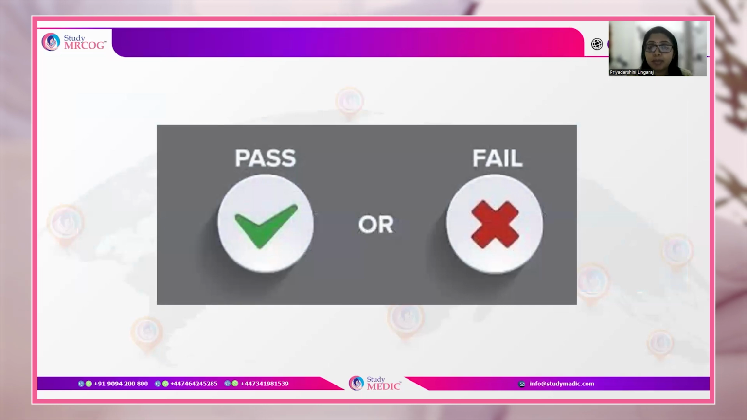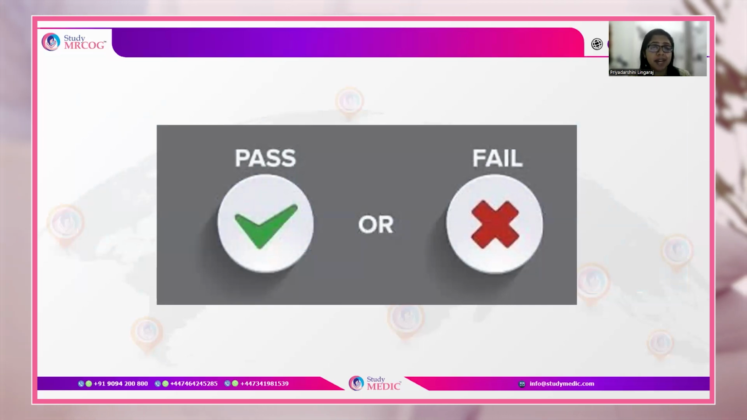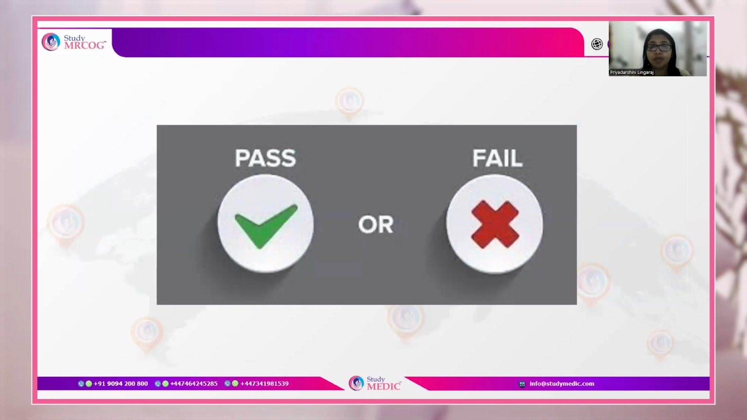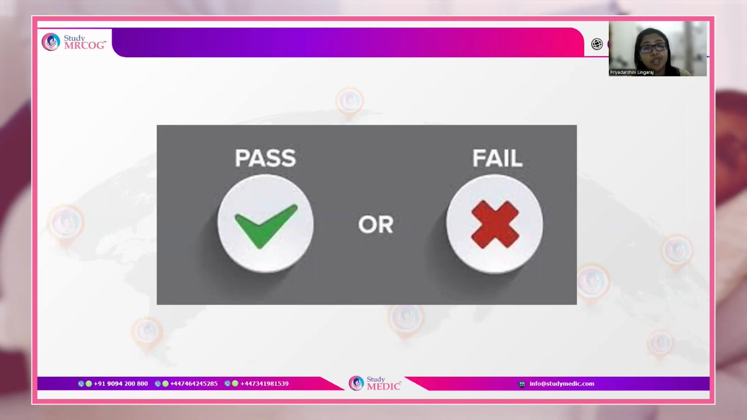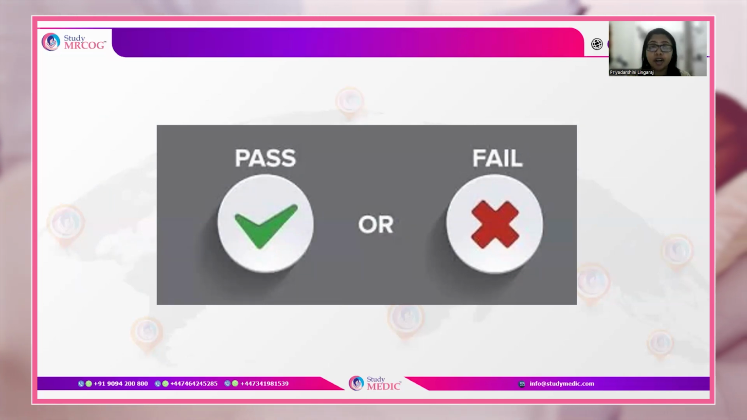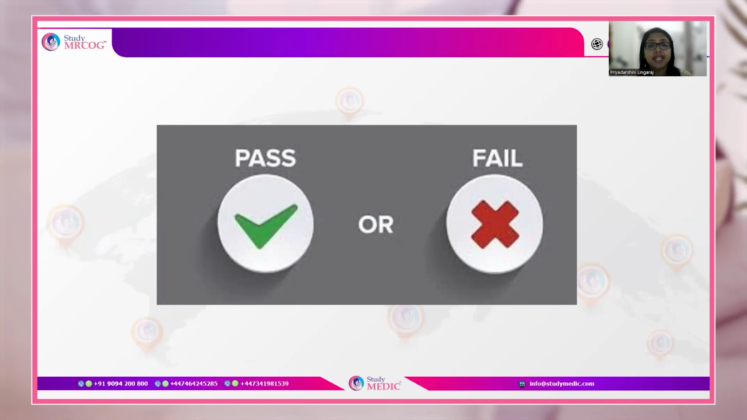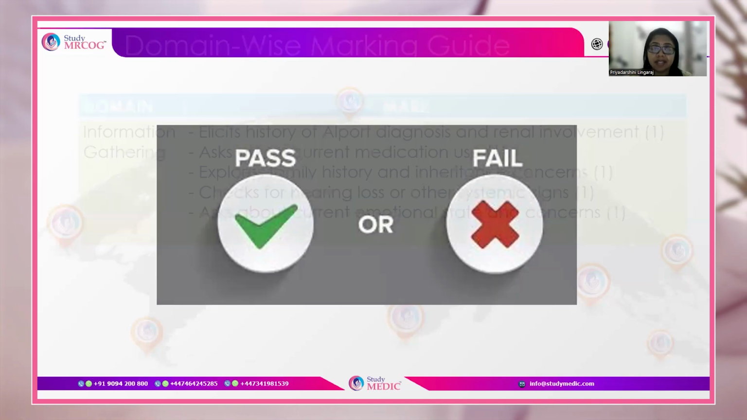Now, having given you so much information, what are the key factors that are going to tell you whether you're going to clear the station or not? Well, we all are hoping for you to clear the station, but let's also take a look at the key points that can aid you in clearing the station.